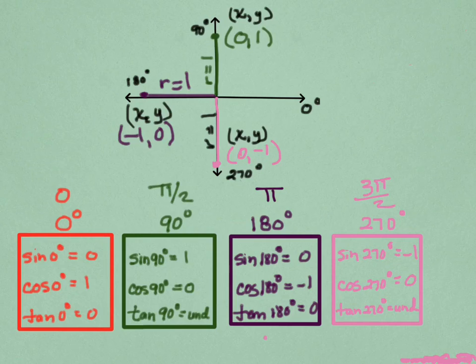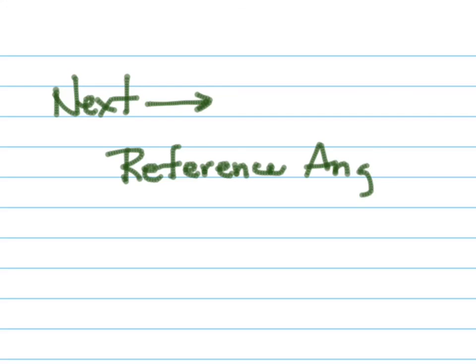If I erase that, I also want to remember that 0 degrees is 0 pi radians, 90 degrees is pi over 2 radians, 180 is pi radians, and 270 is 3 pi over 2. You need to start being able to think in radians and think in degrees at the same time. Okay? Next is reference angles. See you then.